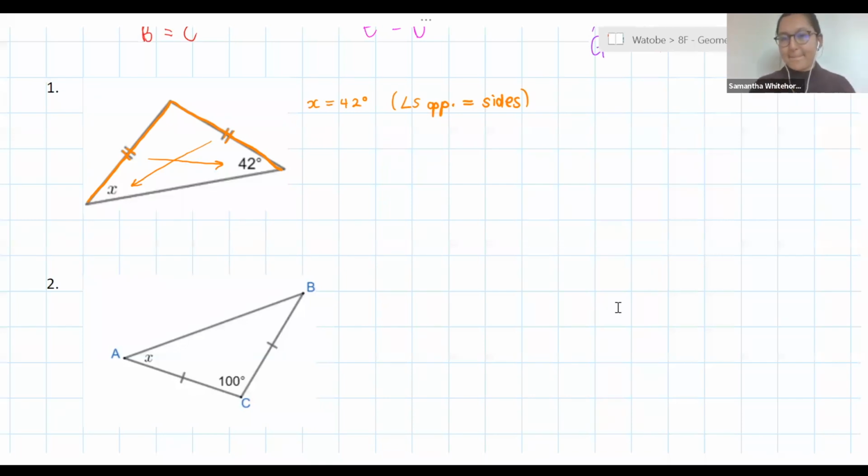Okay, Rungile, we are all yours. Hi, ma'am. Ma'am, I just wanted to ask how do you get that 42 is x? Because remember, I said that because the sides that I've highlighted in orange are equal, the angles opposite those sides are then equal. So that then means that x and 42 are the same size. Okay, ma'am.